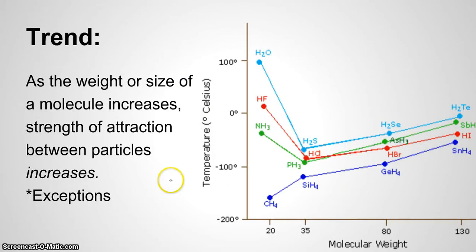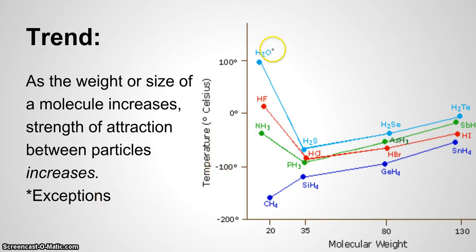Okay, let's look at boiling point temperature and molecular weight, or how big the molecules are. Now generally you can see that as the weight of the molecule increases, the strength of attraction between the particles increases, right? So here our general trend is the bigger they are, the more strongly they're attracted to each other, so that means their boiling point will go up.